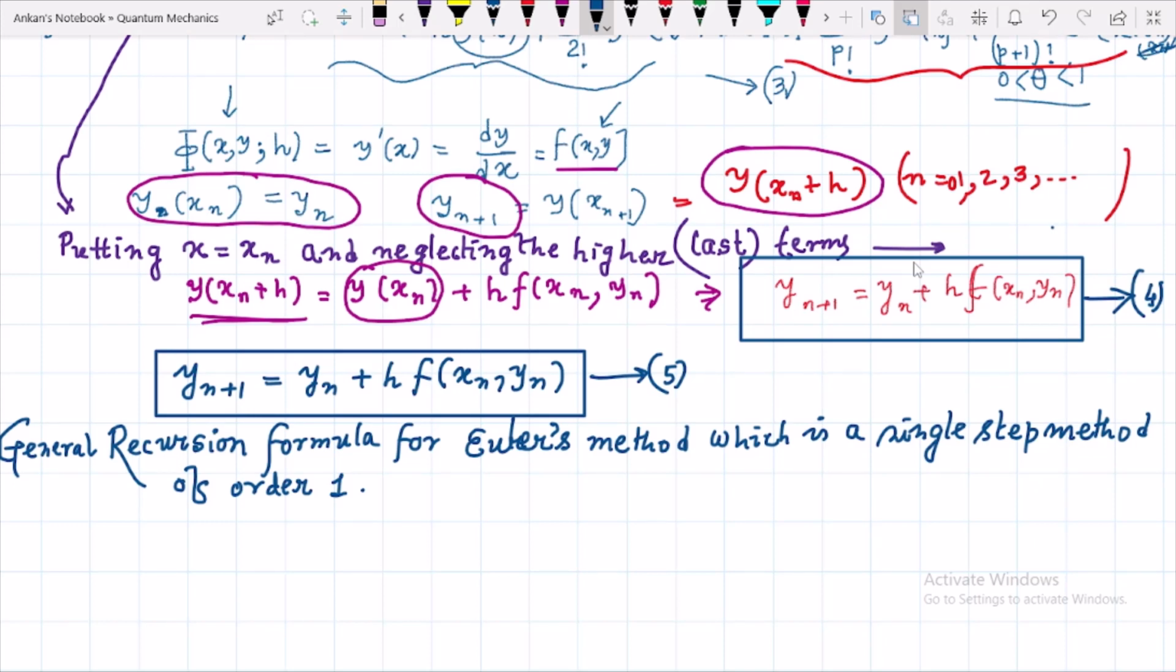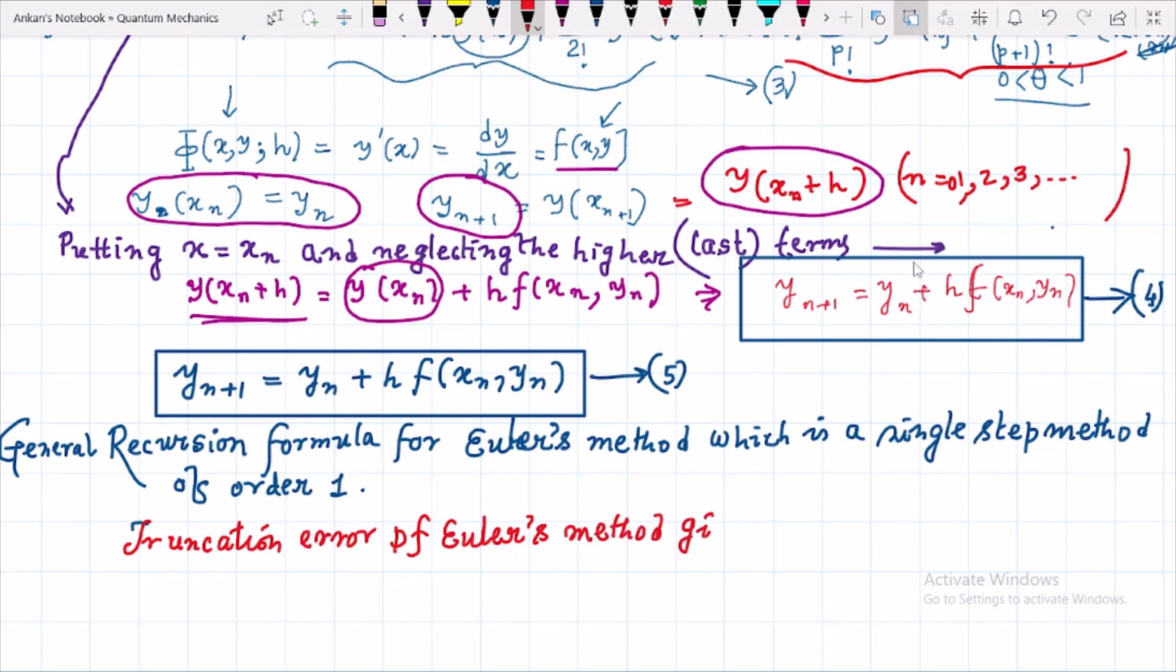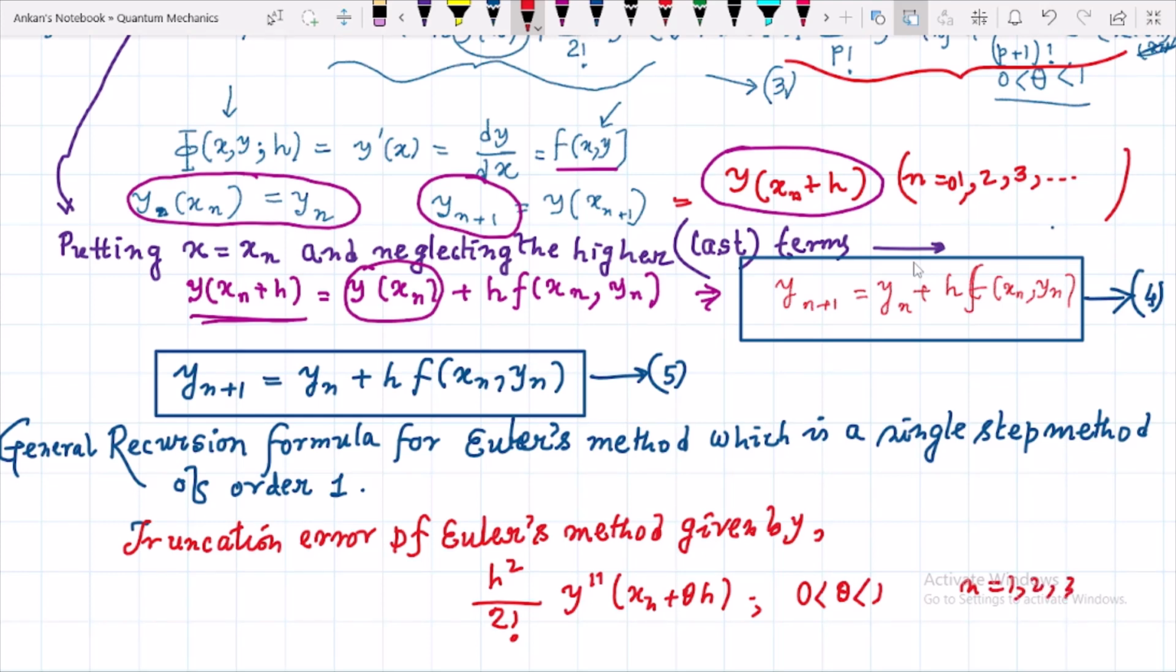Okay, but the truncation error can also be present in Euler's method, which is given by the higher term which I have neglected: h square by 2 factorial y double prime of xn plus theta h, where theta is ranging between 0 and 1 and n is 1, 2, 3 and so on.